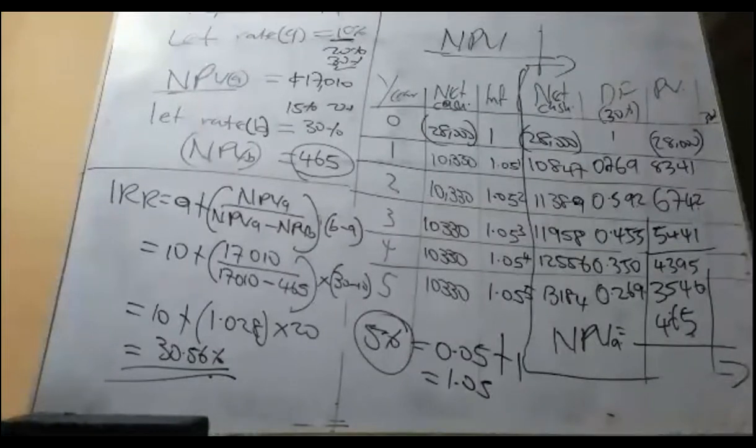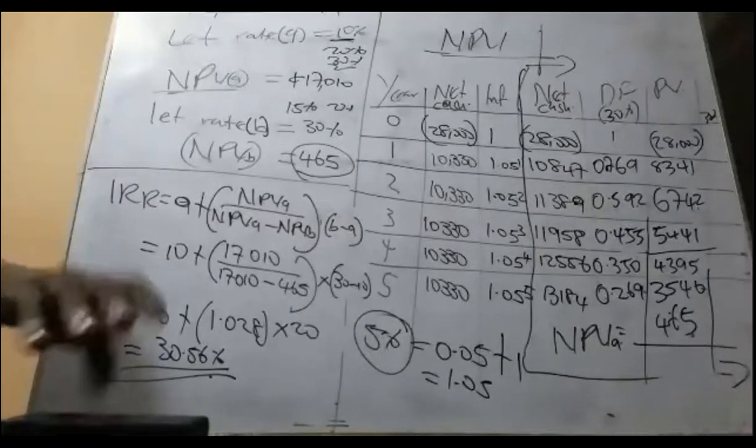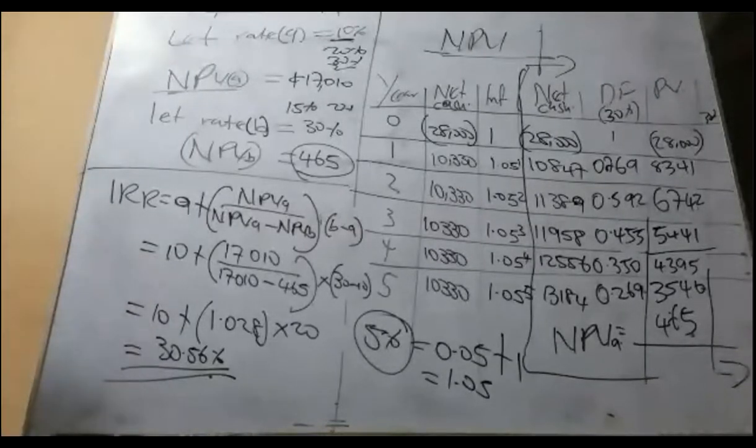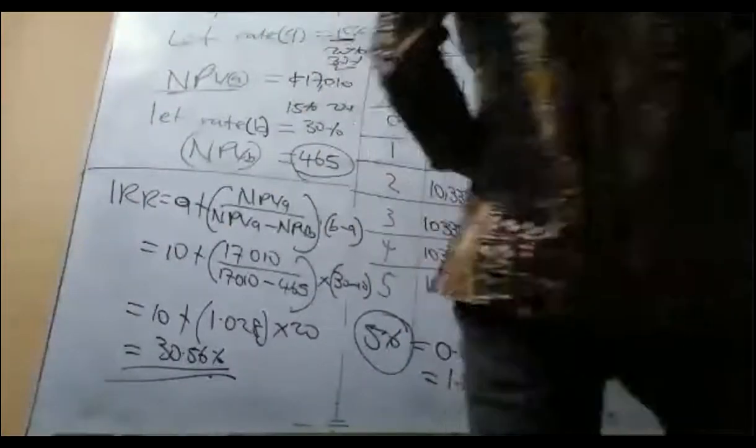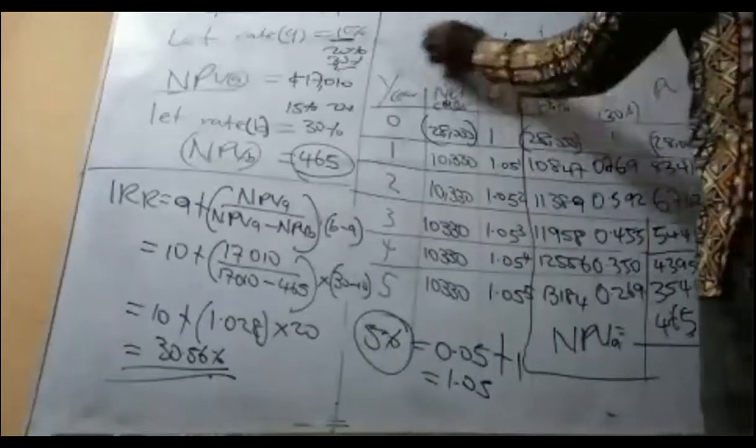30.56. Now, what is the acceptance criteria for the internal rate of return? On what basis do you accept the project if you're using the internal rate of return? Now, you compare the internal rate of return to the company's own cost of capital. If the internal rate of return is higher than the company's cost of capital, accept the project. If it's lower than the company's cost of capital, reject it. This is what we are talking about. Good.